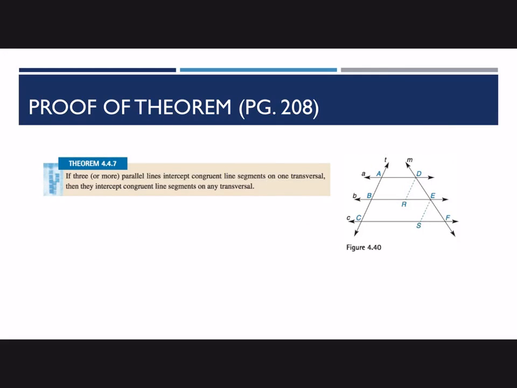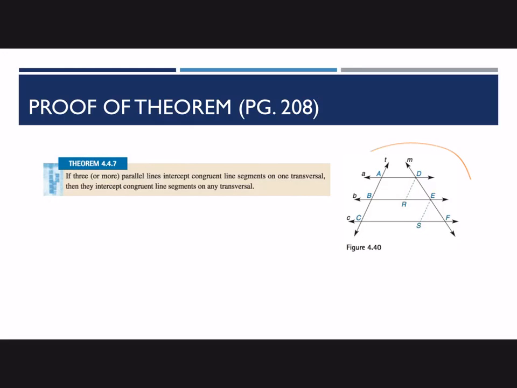Okay, one final proof from this section. This one is from page 208. If three or more parallel lines intercept congruent line segments on one transversal, then they intercept congruent line segments on any transversal. Okay, so this one's a bit longer to prove, but here's the gist.